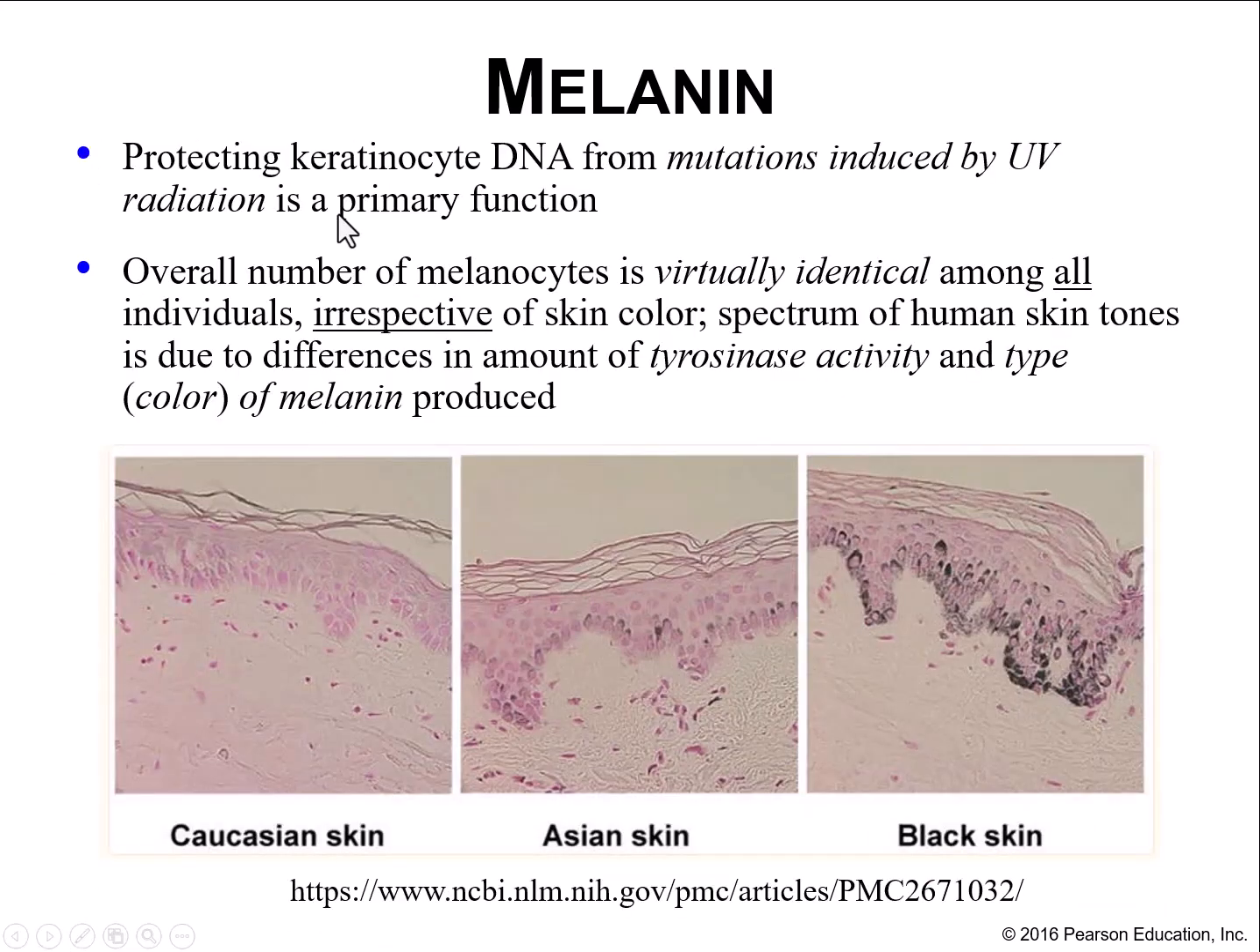Here you can see the different pigmentations and the different colorations of skin. So we all have the exact same number of melanocytes. Our melanocytes are virtually identical among all individuals respective of skin color. What is different is the amount of tyrosinase. Remember, that's the enzyme we just talked about that cleaves the tyrosine, and the type of color the melanin produced. And so here you can see a photomicrograph of Caucasian, Asian, and black skin, and how the differences in melanin content is in each of those. And that was a publication by the NIH.